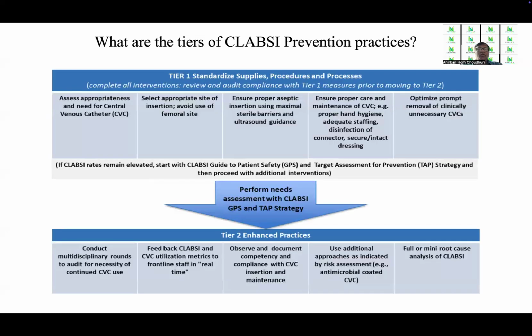So these are the two tiers of CLABSI prevention practices. The first tier is to perform needs assessment with CLABSI, GPS, and TAP strategy. So in this, we will have to understand that there are two tiers. The tier one is the standardized supplies, procedures, and processes.